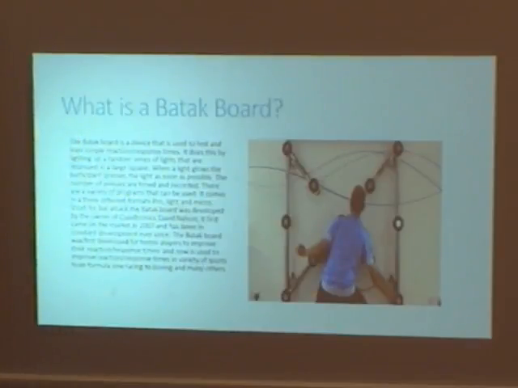It does this by lighting up a random series of lights that are displayed in a large square. When a light glows, the participant presses the light as soon as possible. The number of presses are timed and recorded.